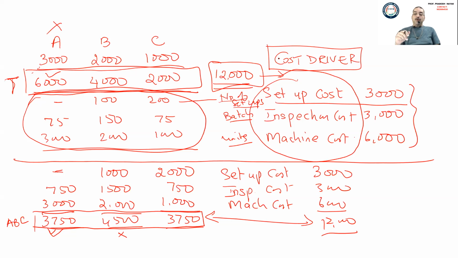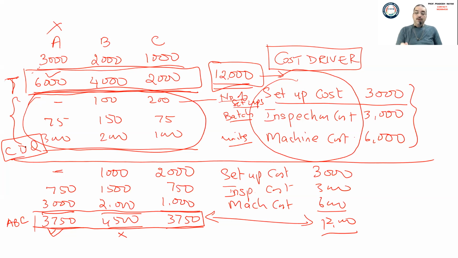Now, if I tell you that these are the figures which are given to you, 100, 200, 75, 150, 75, 3000, 2000, these are what? These are called cost driver quantity. So I call it CDQ, cost driver quantity. That means how much of the cost drivers are actually utilized for a particular product. The quantity: number of setups, number of batches, number of units, number of machine hours. So that gives me the cost driver quantity.